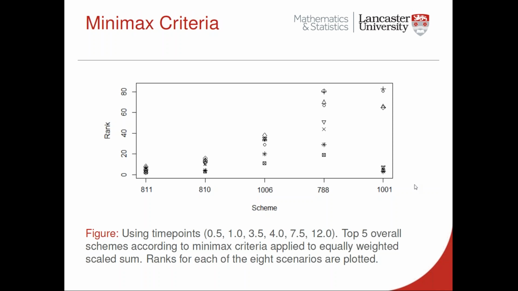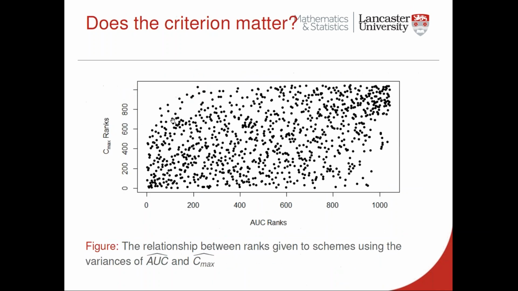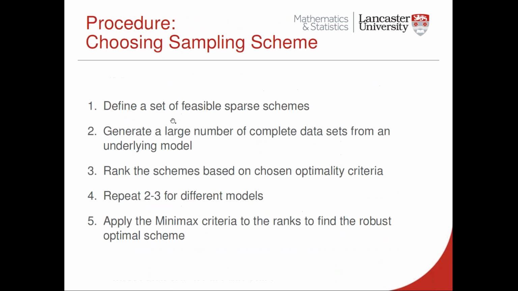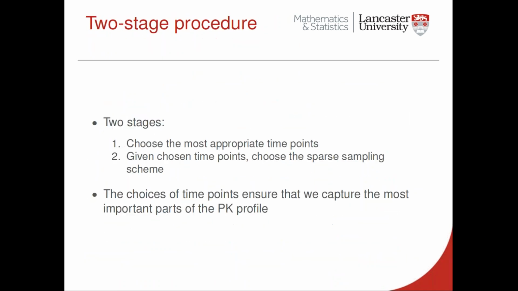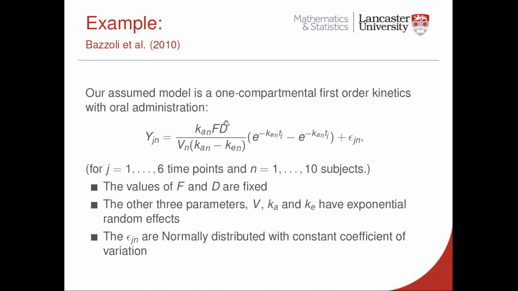My question is about the parameters for your model. The one compartmental first order model is assumed, and you mentioned that the values of F and D are fixed. Is there any suggestion about fixing these values, and also is it important that you get them right?